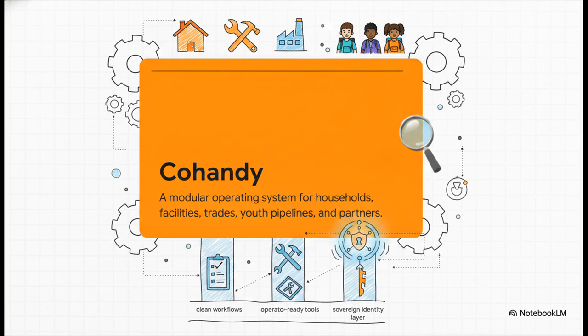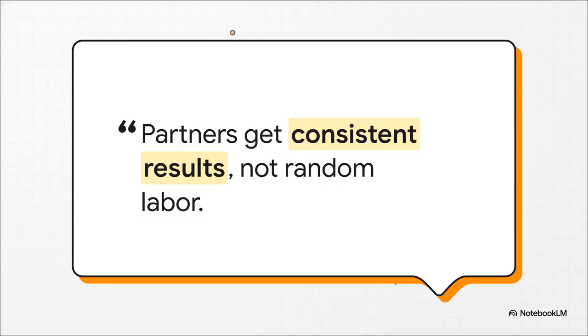Now, that sovereign identity layer, that is the absolute magic ingredient here. It acts as a bedrock foundation that keeps all this community and facility coordination safe, highly dignified, and flawlessly replicable no matter what community you deploy it in. It literally takes all the guesswork out of the equation. And that leads us to this incredibly powerful concept. Partners get consistent results, not random labor.